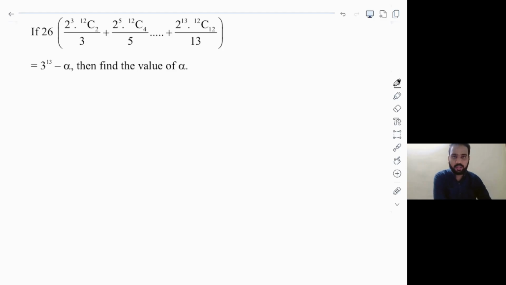So this is one of the interesting questions which appeared from binomial theorem in those sessions. So it is somewhat tricky question actually. Many students might have struggled with this. Let's see the trick behind this.